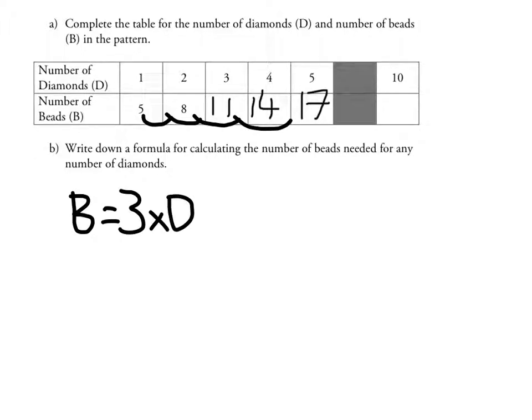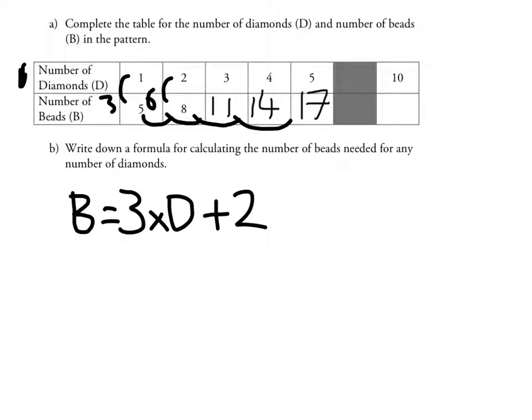Now, if I times all of the numbers in the first row by 3, I don't get the row below. I would get 1 times 3 is 3, 2 times 3 is 6, 3 times 3 is 9. So I'm always 2 shy. So to my formula, I need to add on the 2. So there's my formula. B equals 3 times D plus 2.